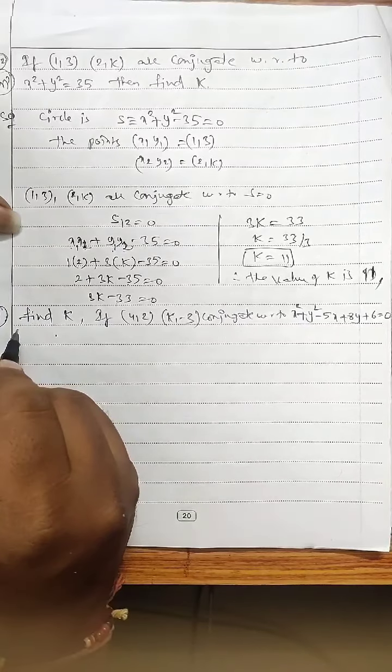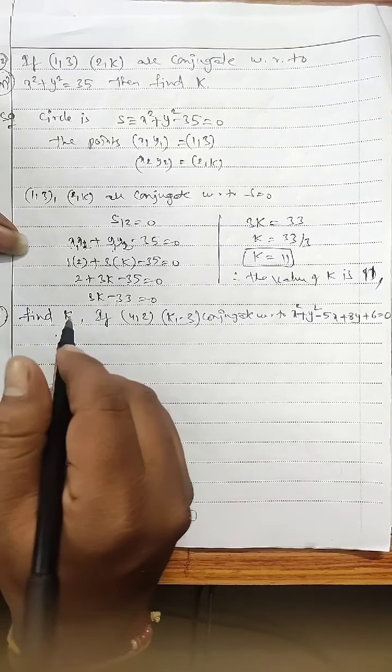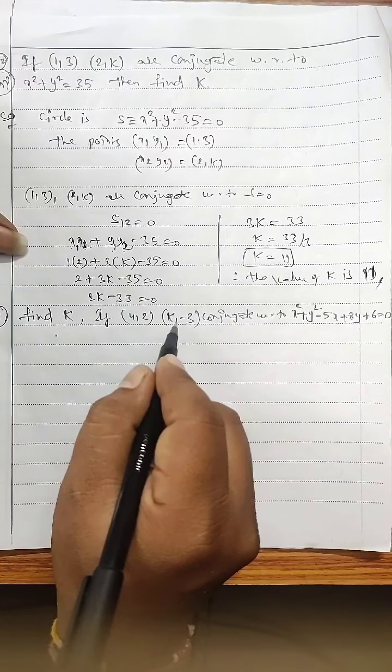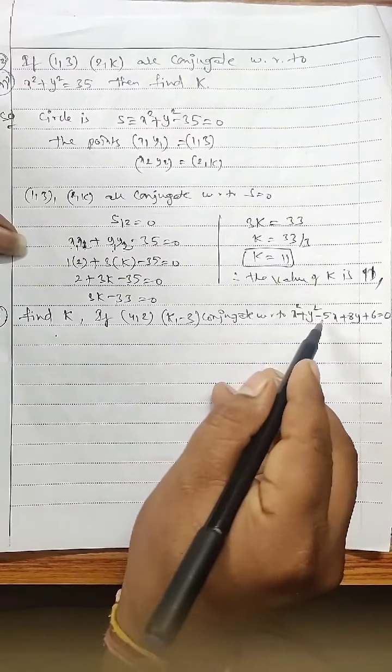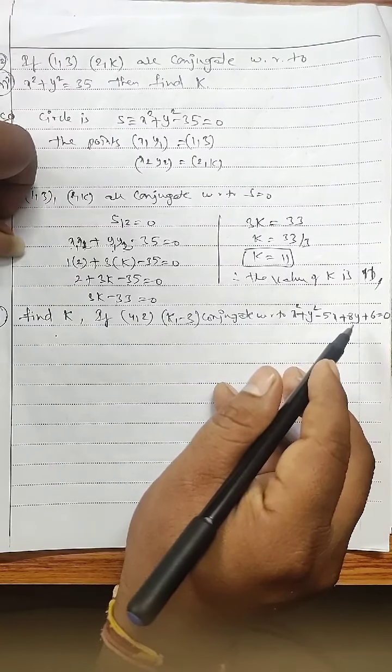Next question, find the value of k. If the points (4, 2) and (k, -3) are conjugate with respect to the circle x square plus y square minus 5x plus 8y plus 6 is equal to 0. So it is also an important question.